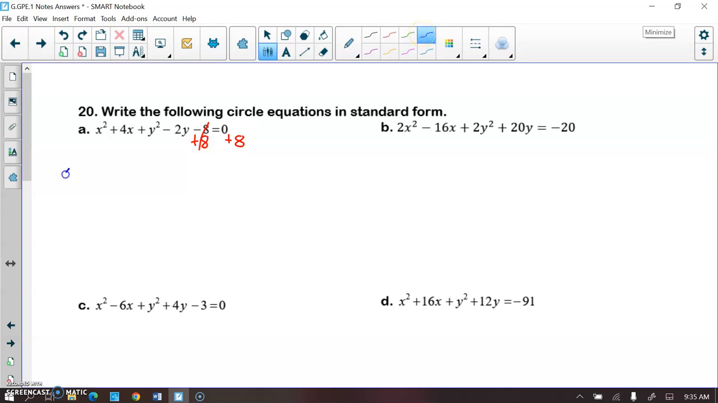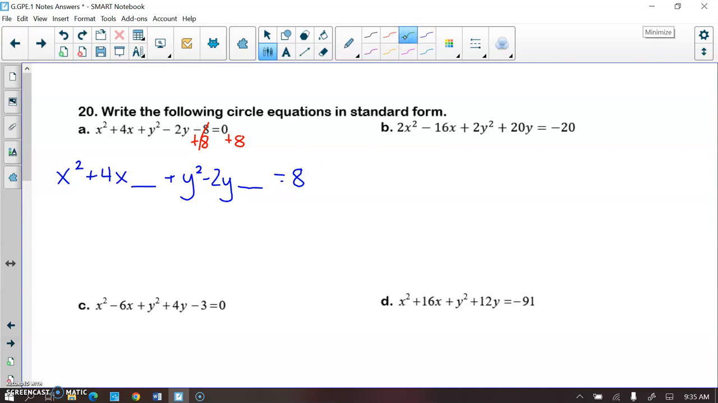So now I have an x squared plus a 4x. I'm going to leave a little space, plus a y squared minus a 2y. I'm going to leave a little space, is equal to 8.